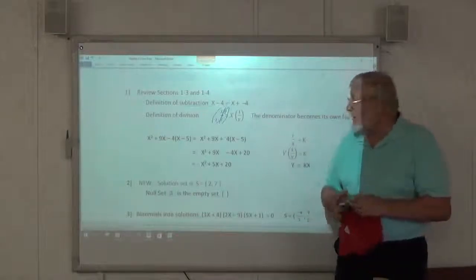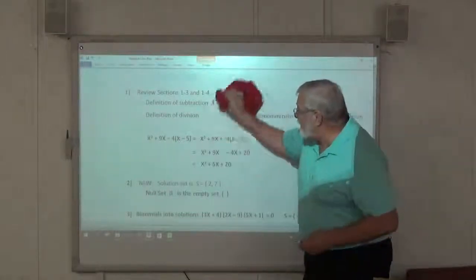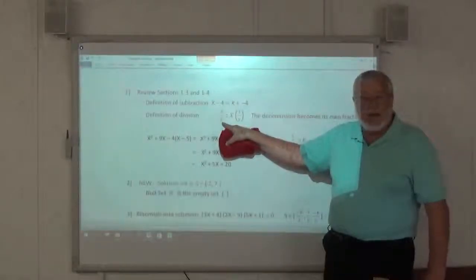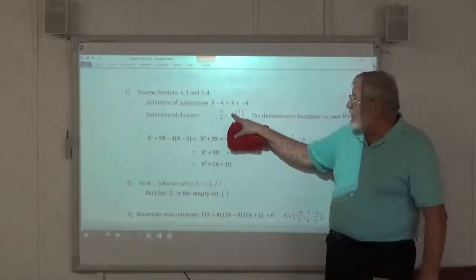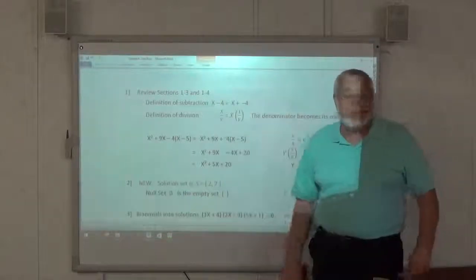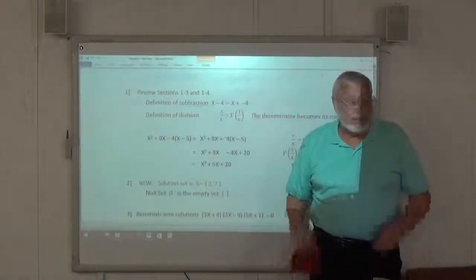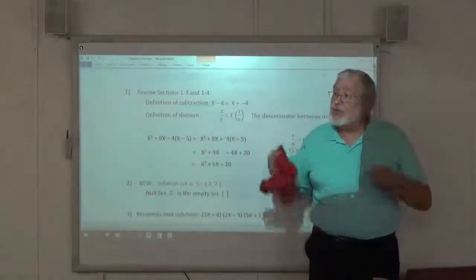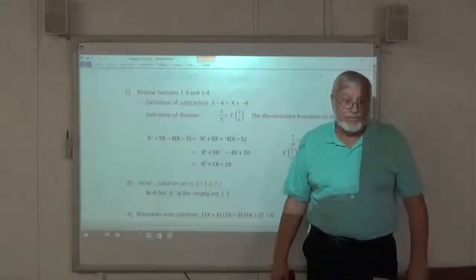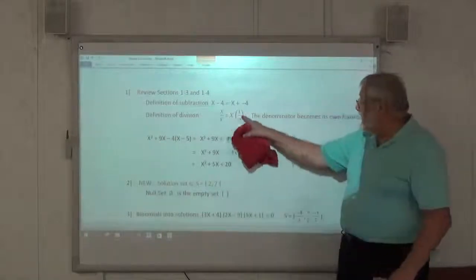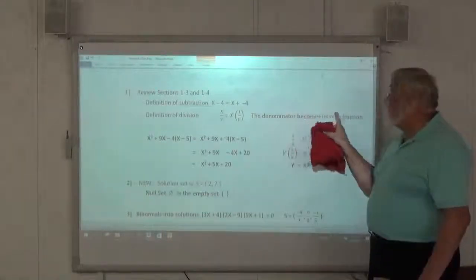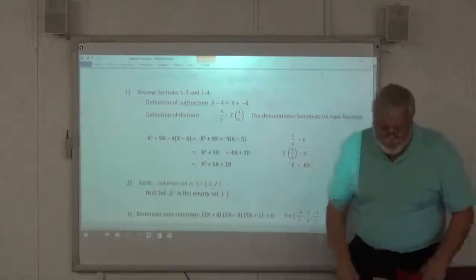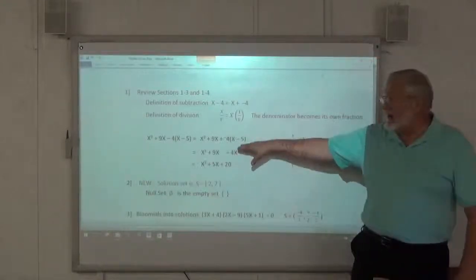Now, we don't have to go through all that trouble because we have a definition of subtraction that says if I have a numerator over a denominator, I can switch it to the numerator times 1 over the denominator. That's an axiom. We believe it to be true without having to prove it every time. So this helps. The denominator becomes its own fraction. That's the whole big deal. Question on that?